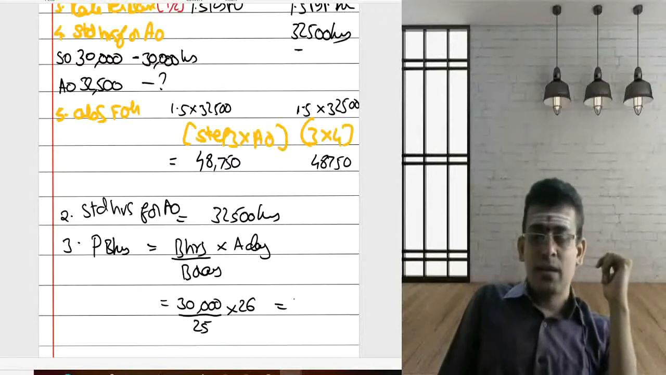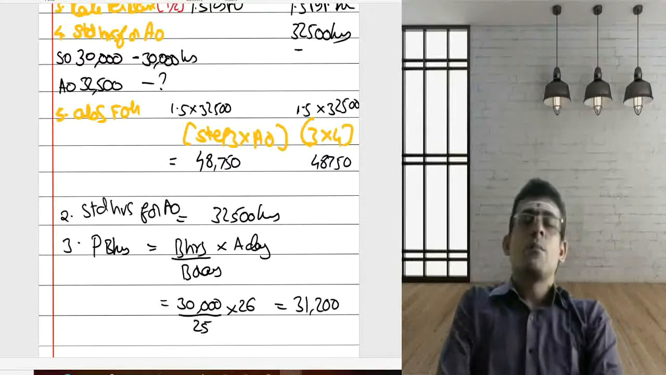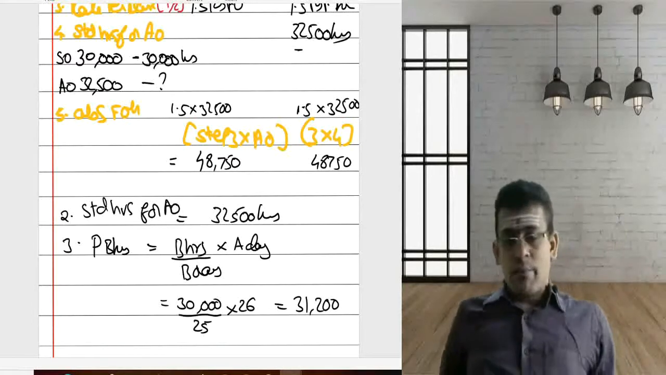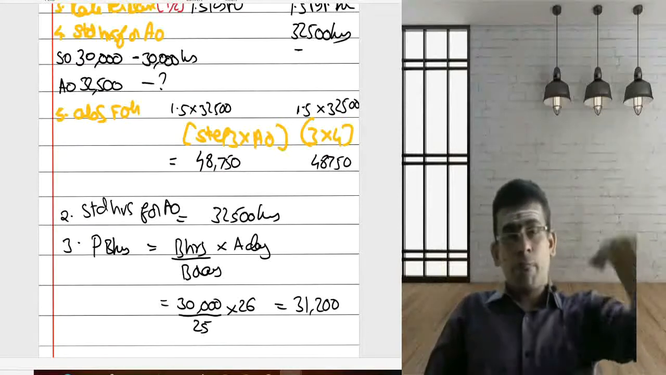That gives you 31,200. So 31,200 is nothing but your possible budgeted hours. Now all the information which is required for calculation of your variance is there. So I am explaining it here, but you update everything in the above format.